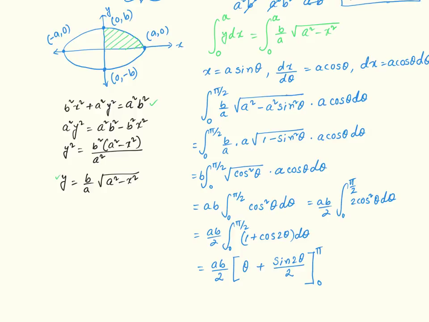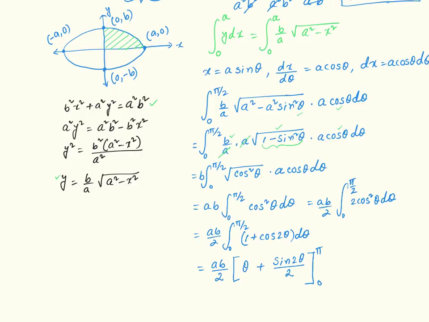After I substitute a sine theta for x, I get this, and then I factor out the a. Since it's under the square root, the square root of a squared gives me just a, and underneath the square root I have 1 minus sine squared of theta. Now this a and this a cancel out, and there is a b that I just pull outside. Integral 0 to pi over 2 of the square root of cosine squared of theta. Remember, 1 minus sine squared of theta is cosine squared of theta.